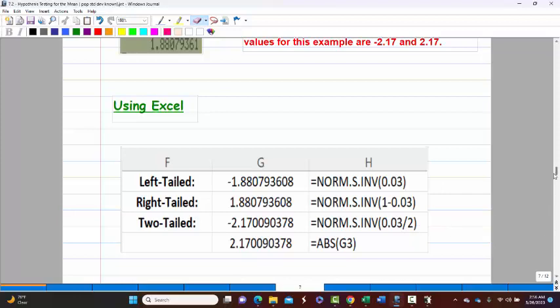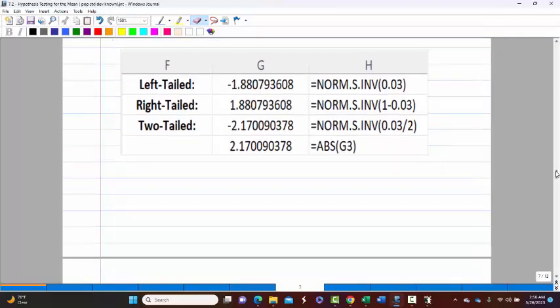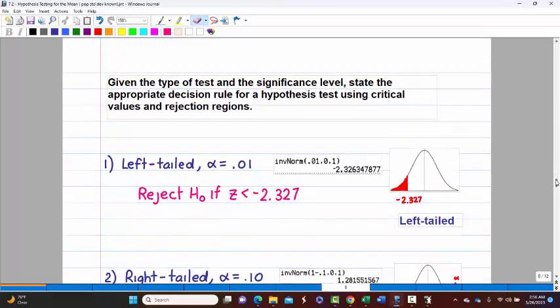So, all right. Now we're just practicing how to write the appropriate decision rule using critical values and rejection regions. So this is left-tailed, alpha's 0.01. If you just do an inverse norm of 0.01, that'll get you your value. And for a left-tailed test, it's always phrased like this: reject the H0 if z is less than whatever the number is. In this case, negative 2.327.